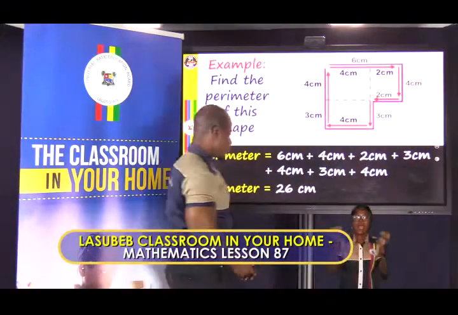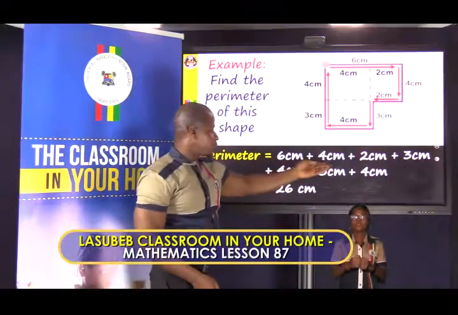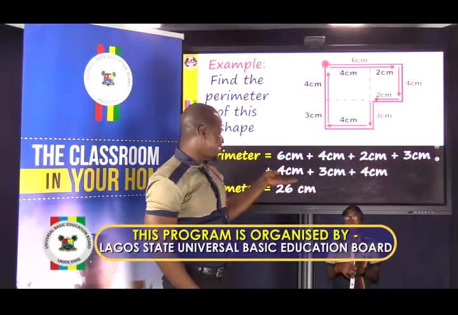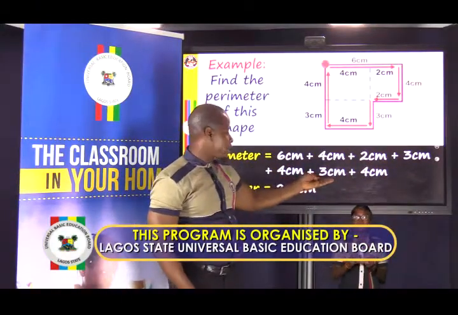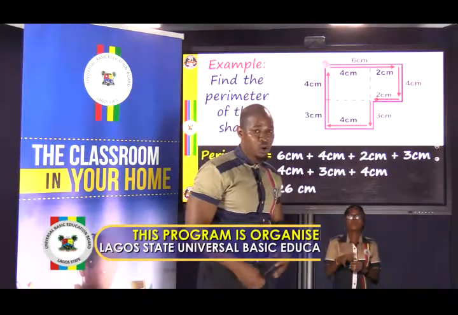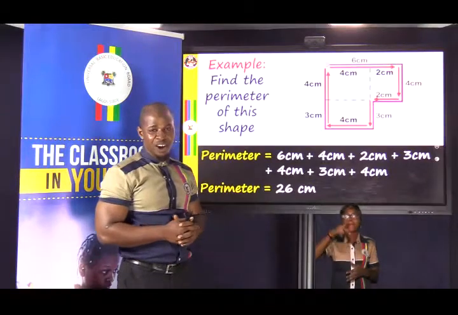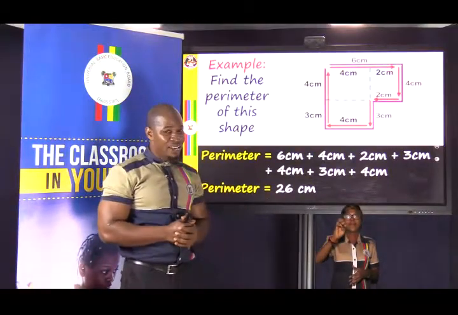Okay, so adding all these numbers together, 6 plus 4 is 10, 10 plus 2 is 12, plus 3 is 15, 15 plus 4 is 19. 19 plus 3 is 22. 22 plus 4 is 26 centimeters. And that is the perimeter of this shape, my friend.